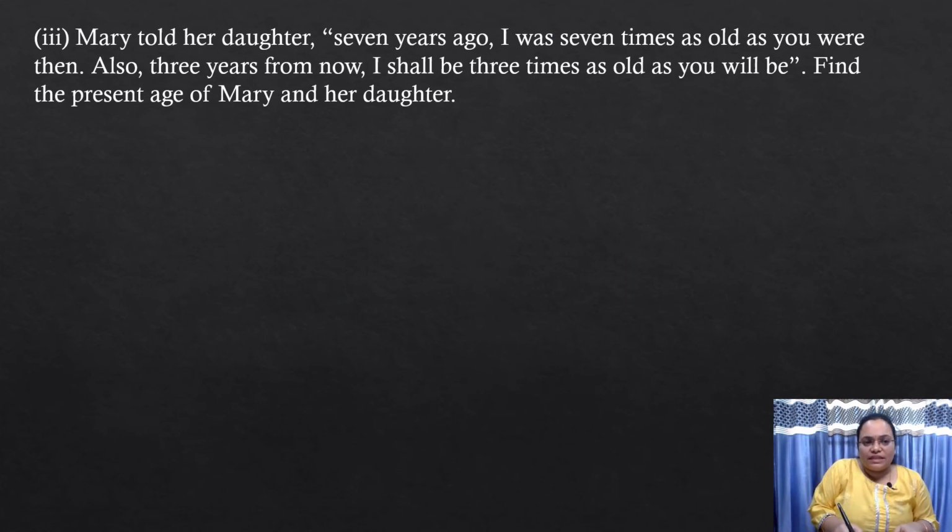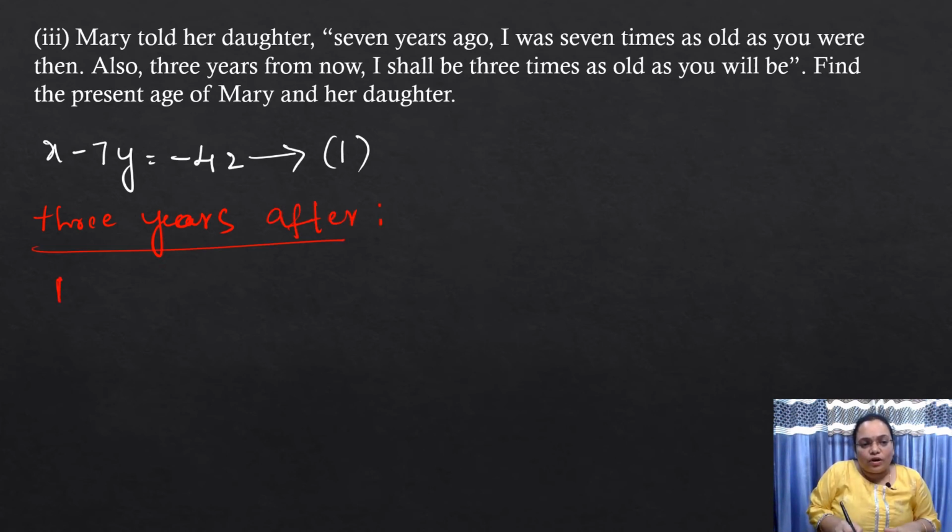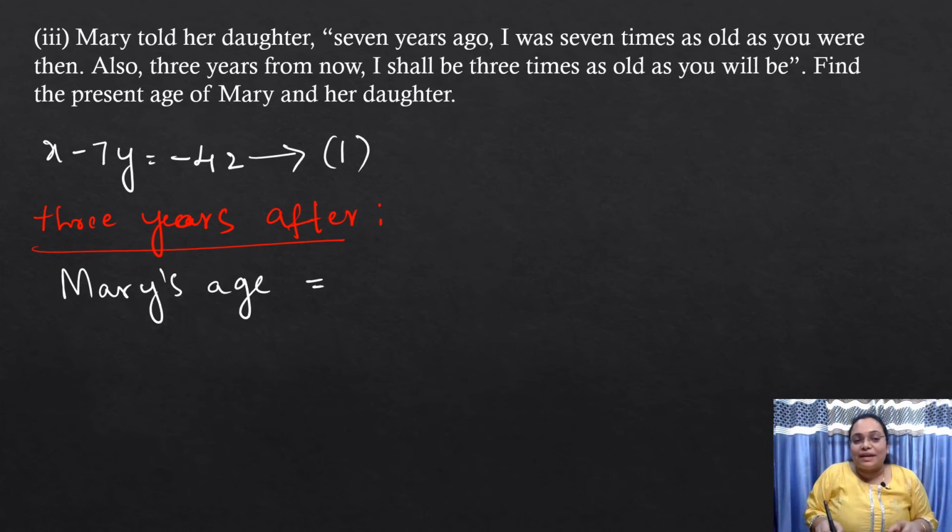So what was our first equation? X minus 7y is equal to minus 42 was our first equation. Mary says 3 years from now. 3 years from now means we can take 3 years after. Okay, 3 years after. After 3 years, what will be Mary's age? What is the present age of Mary? It is x plus 3. Right? See, after 3 years, the present age of Mary plus 3 years.